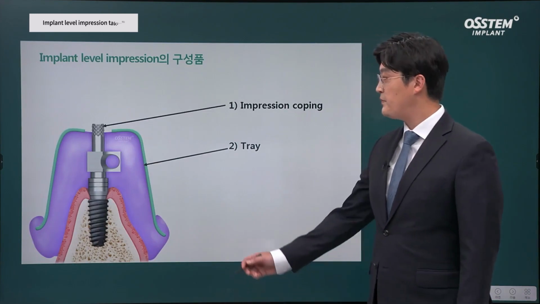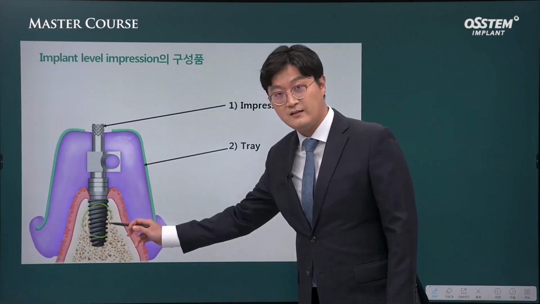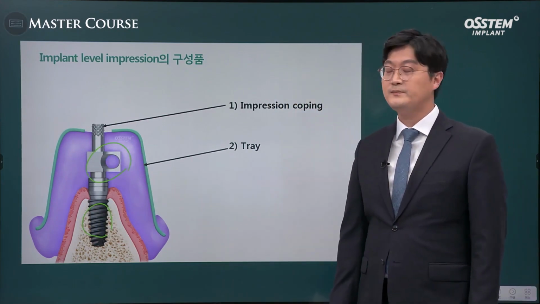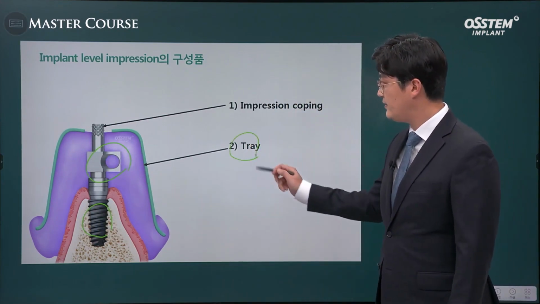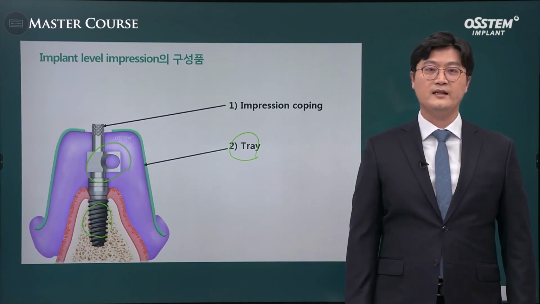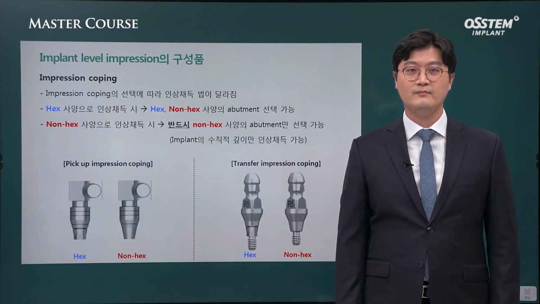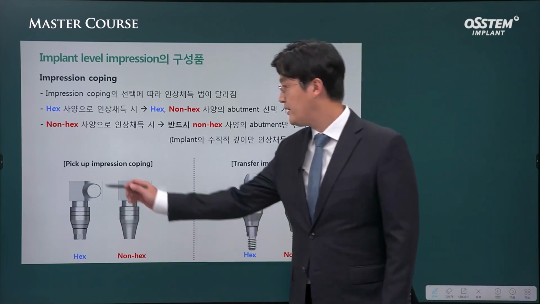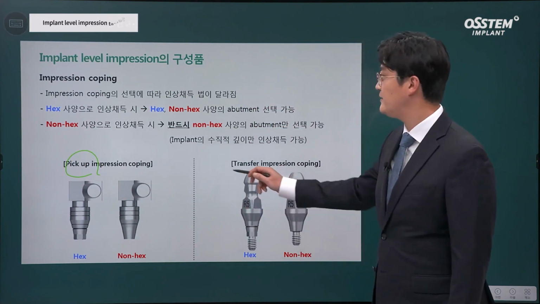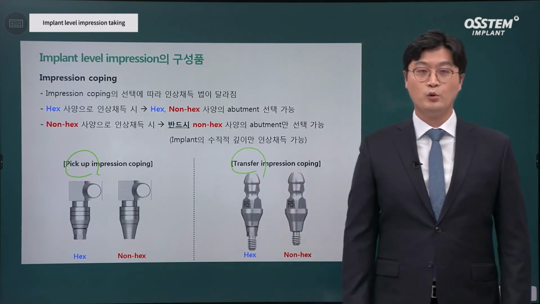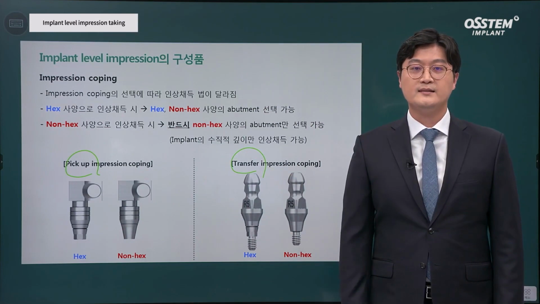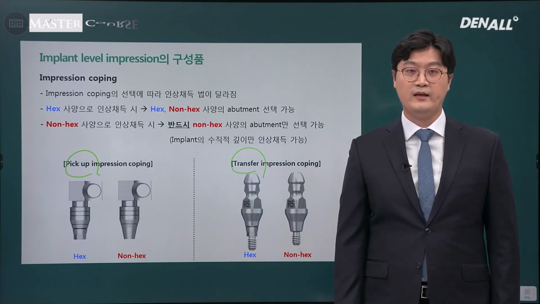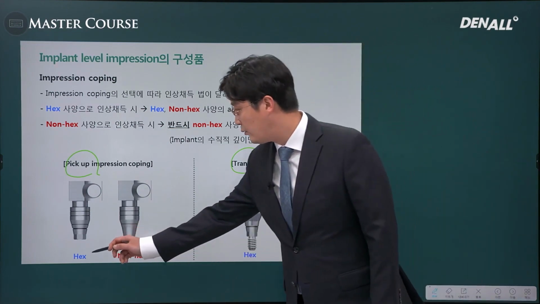Implant level impression components: implant in the mouth, and impression coping. There are two types, pickup type or a transfer type, and tray, open or closed tray. Impression copings, there are two types, pickup type and the transfer type. I know usually dentists place internal hex type implants. Accordingly, hex type impression copings would be chosen.